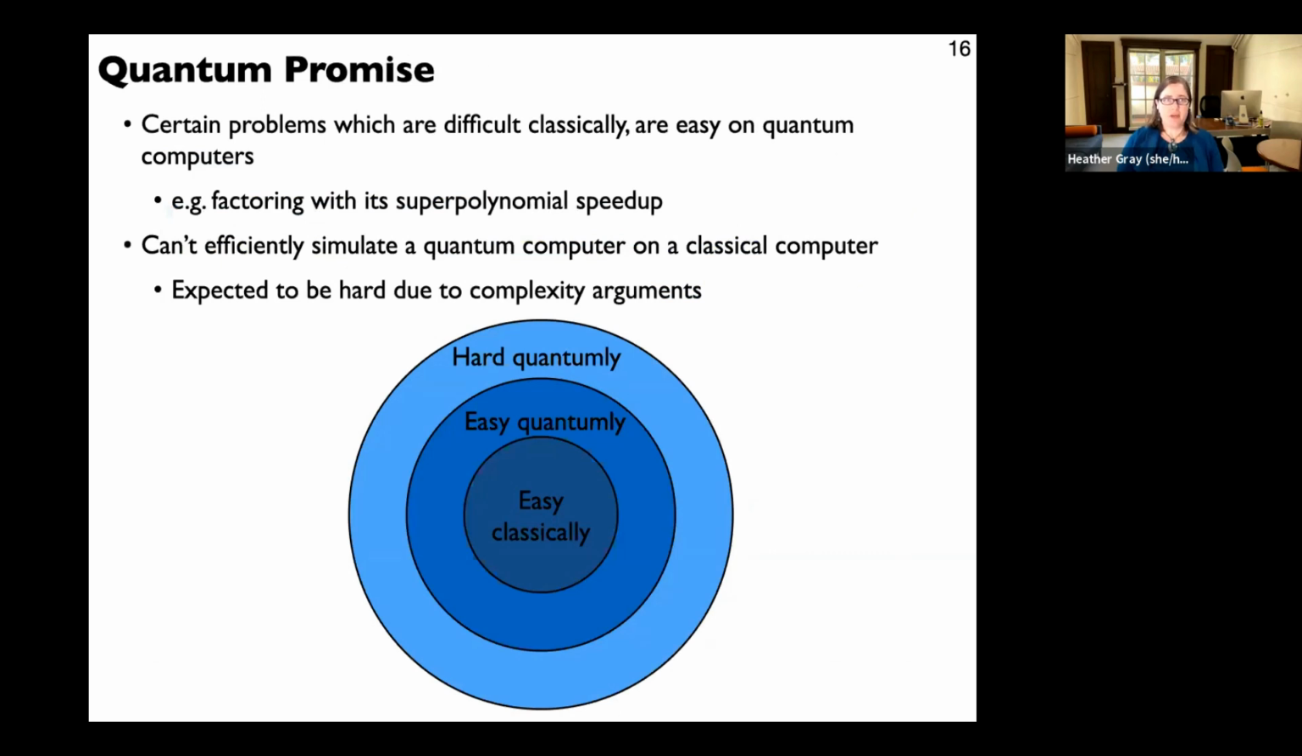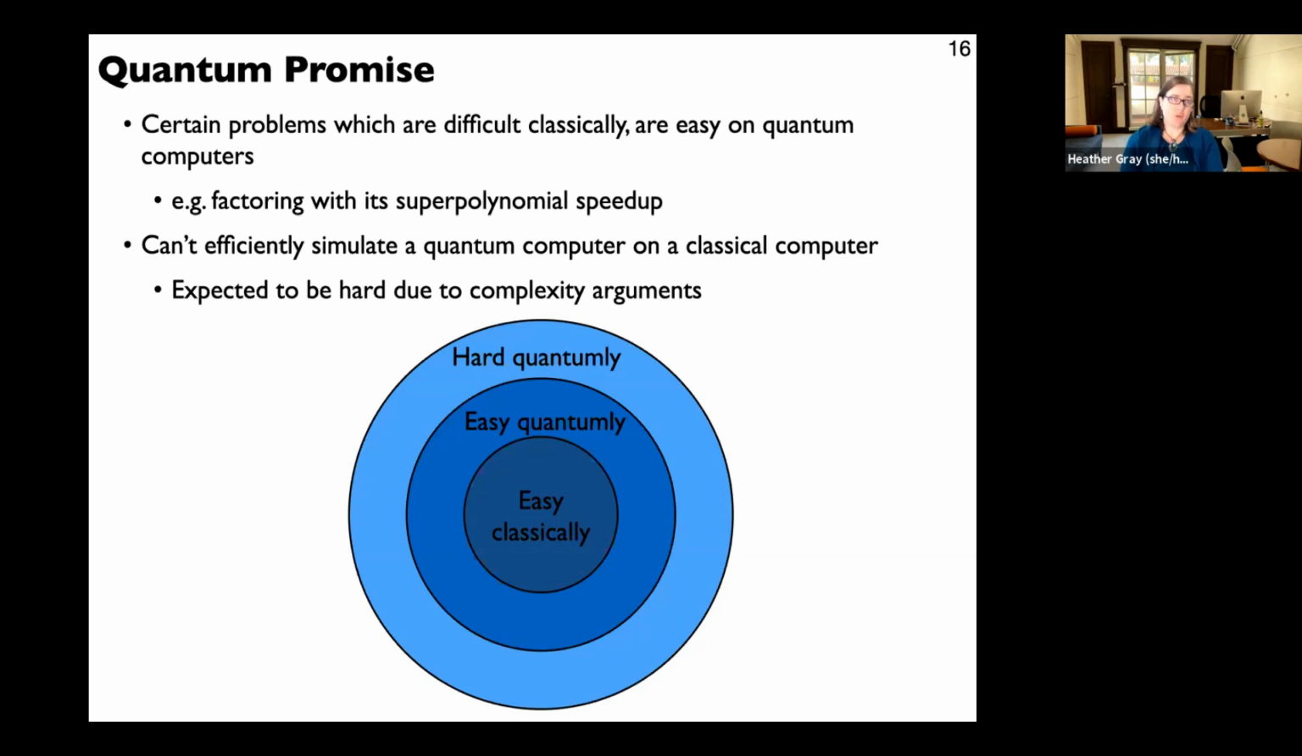But one of the reasons why people are interested is because certain problems which are difficult classically actually turn out to be easy on quantum computers. And that's really interesting. It's saying that here we have this different paradigm of computing. This might actually allow us to do things that we're not able to do, or not able to do easier.